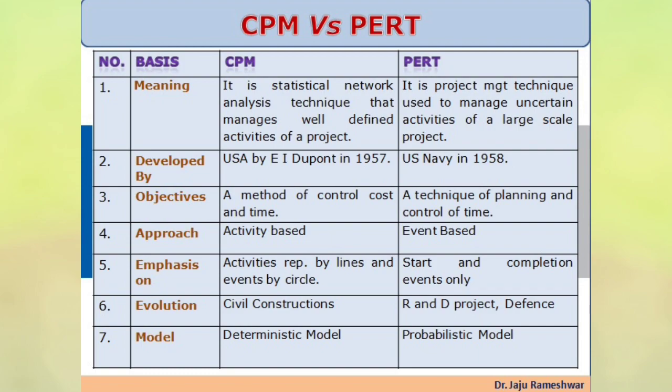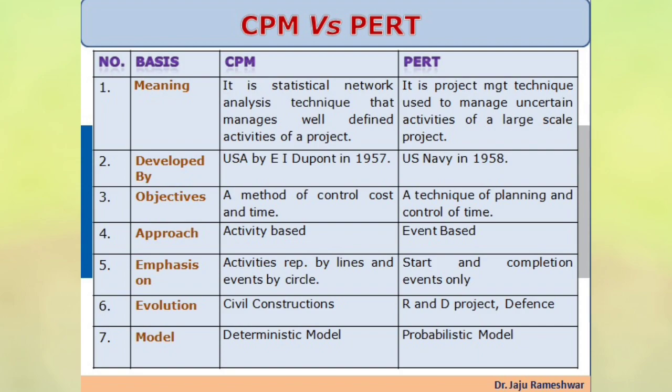Second one is the development. So CPM was developed in the USA in 1957 by E.I. DuPont, whereas PERT was developed by the US Navy in 1958. Third one is objective. The main objective for CPM is a method of control of cost and time, whereas the objective for PERT is a technique of planning and control of time. CPM is an activity-based approach, whereas PERT is an event-based approach. So the main theme or main aim of CPM is activity, whereas in PERT it is an event.